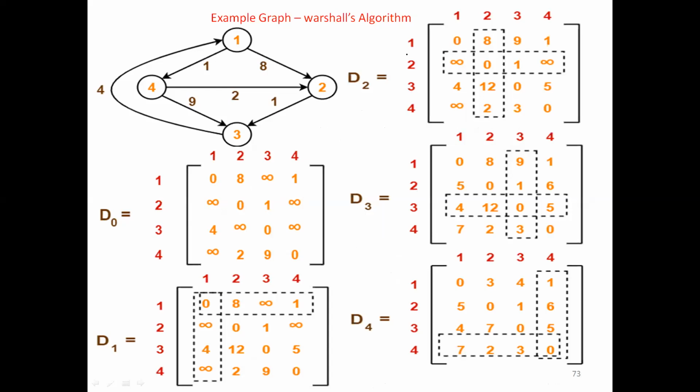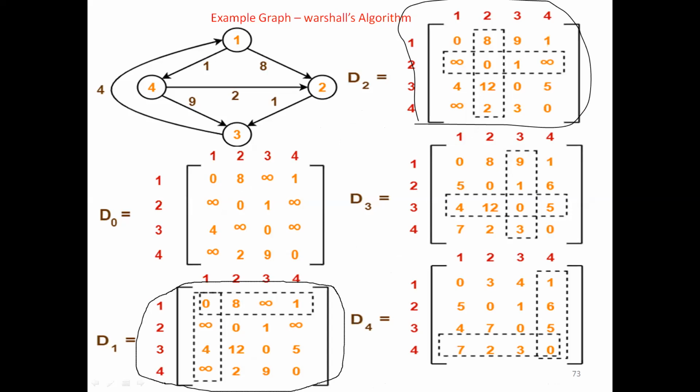So we are going to form D2 now. How do we form D2? This is the final D1 matrix. We are going to take this as the input to D2. For D1, we took input D0. To form the D2 matrix, I will take the input from D1. Since we are doing D2, I have to consider the second vertex as the intermediate vertex.